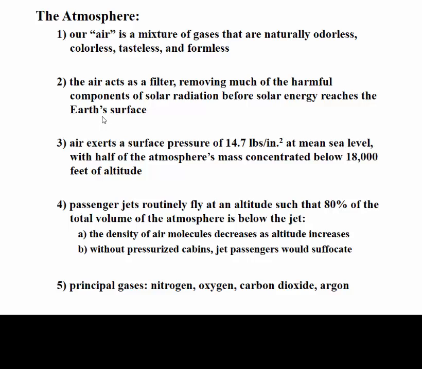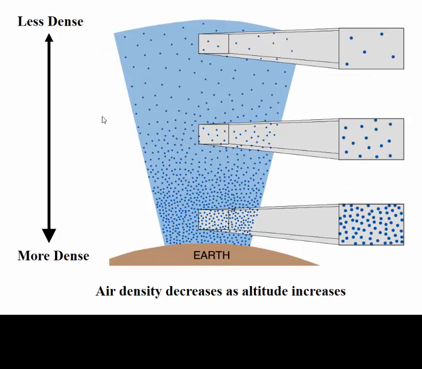The atmosphere, basically, it's the air. It's a mixture of gases that are naturally odorless, colorless, tasteless, formless. Basically it acts as a filter, removing much of the harmful components of the solar radiation before it reaches the Earth's surface, and it exerts a pressure of about 14.7 pounds per square inch at sea level, with most of it concentrated below 18,000 feet of elevation. The principal gases are nitrogen, oxygen, carbon dioxide, and argon.